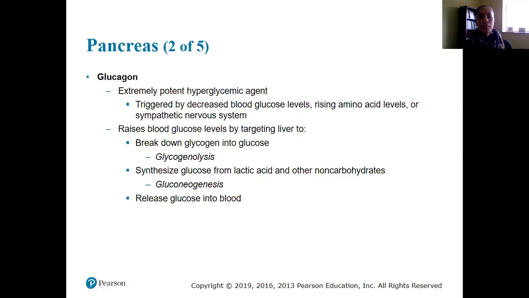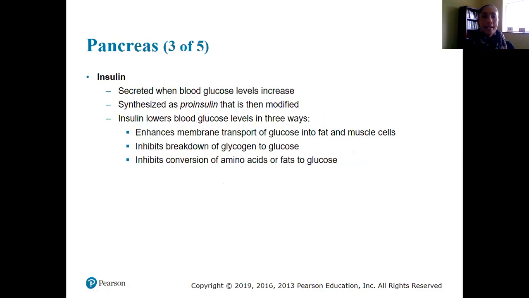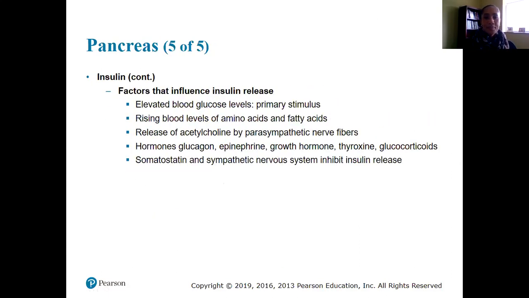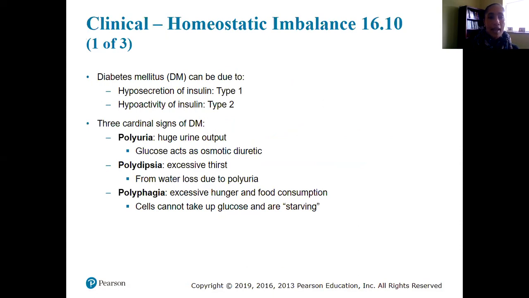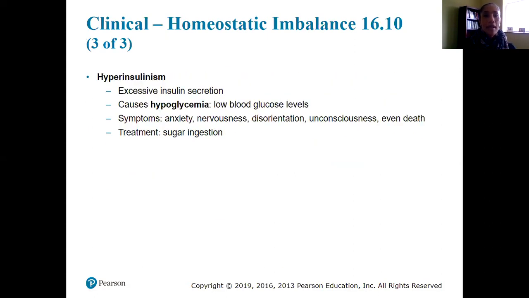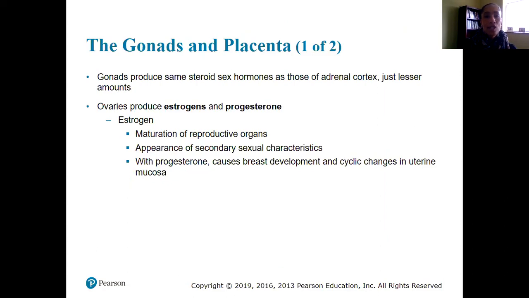And I'm just kind of summarizing the effects of the hormones and what it does. Definitely go back into these sections and make sure that you understand how these hormones are generated and how they affect the body. Okay, and once again, definitely go over the homeostatic imbalances of these hormones within the body. Okay. Moving on to the gonads.